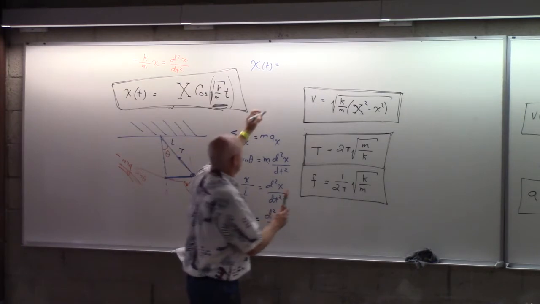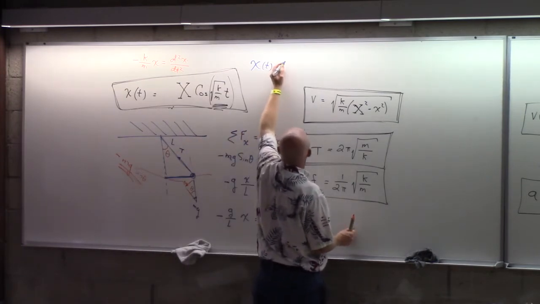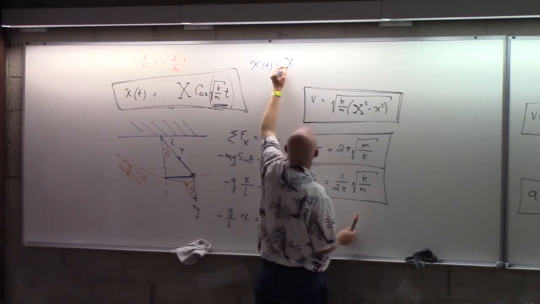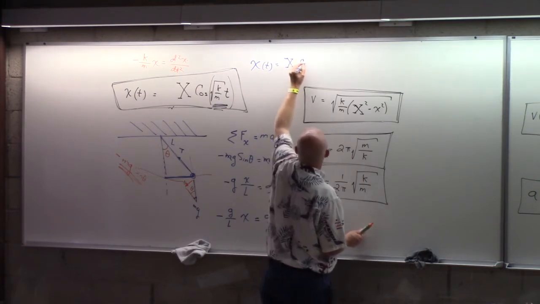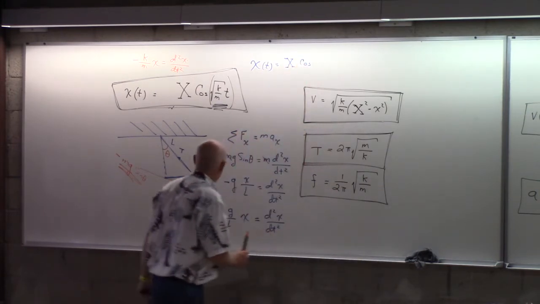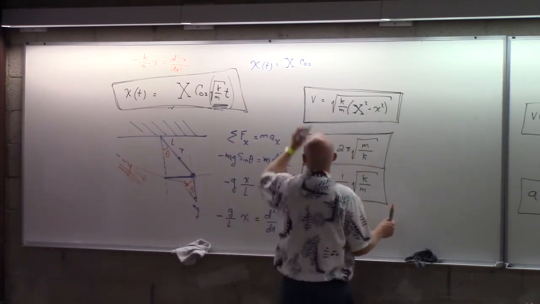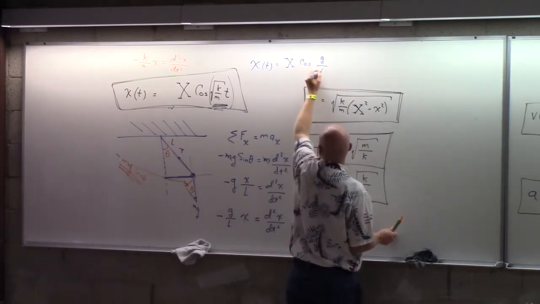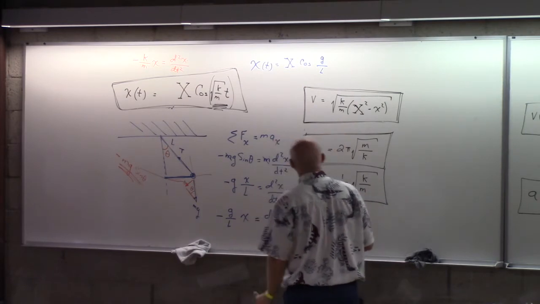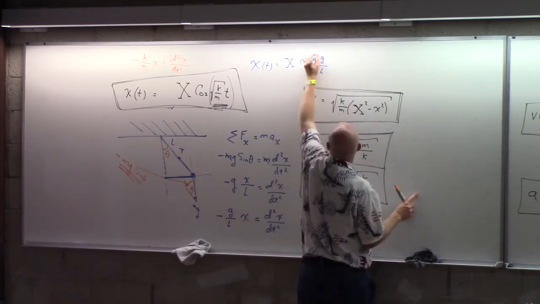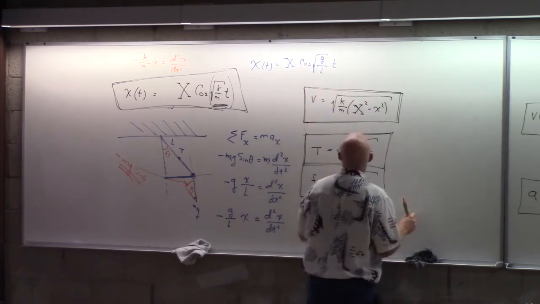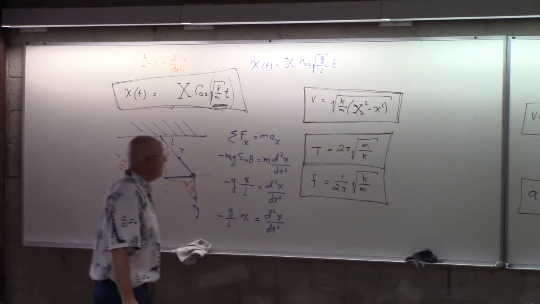Well, I guess it would be some amplitude, so however far you pull it to the left or the right, then it would be cosine. And then you would get a g over l instead of a k over an m times t. And so there'd be the equation for position.